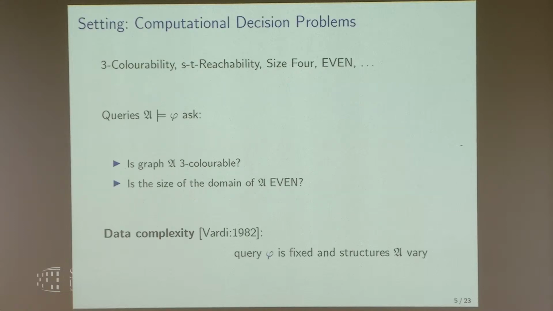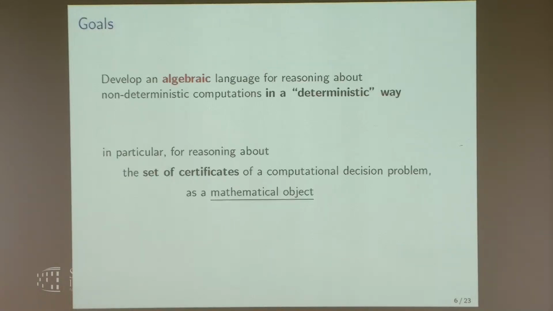Our setting in this talk is computational decision problems: three-colorability, ST-reachability, various counting problems, such as whether the input domain is even. We have queries, and the queries ask, is this graph three-colorable? Is the size of the input domain of the structure even? We look at data complexity: the query is fixed, and structures vary.